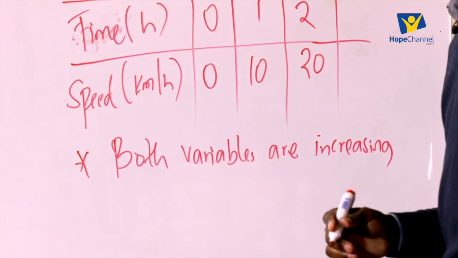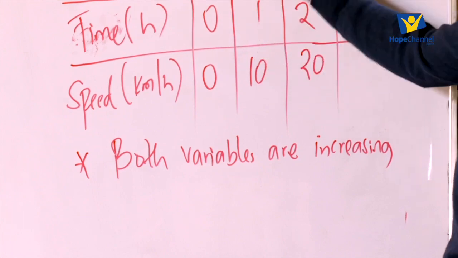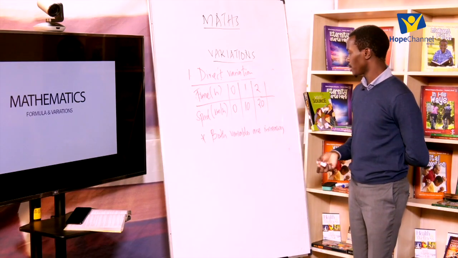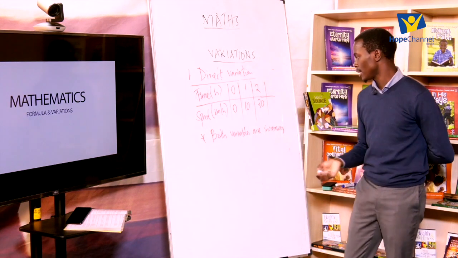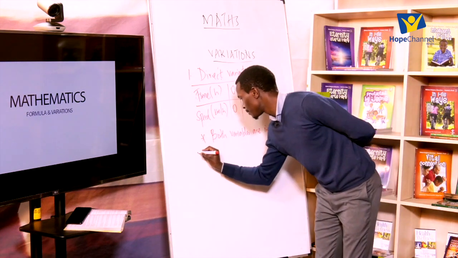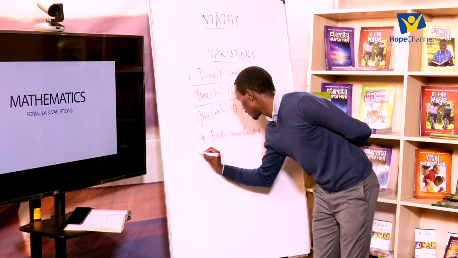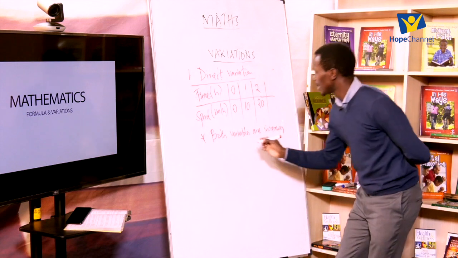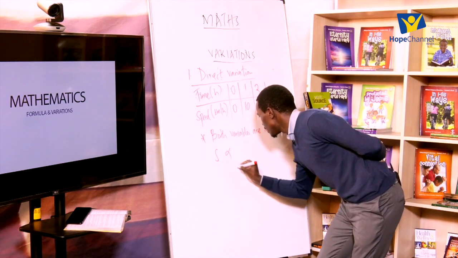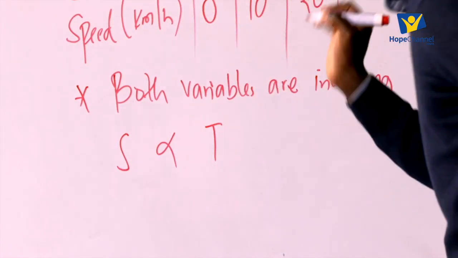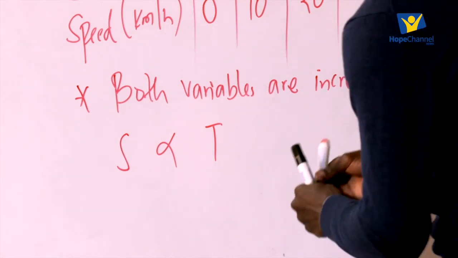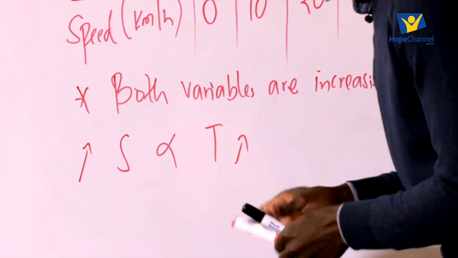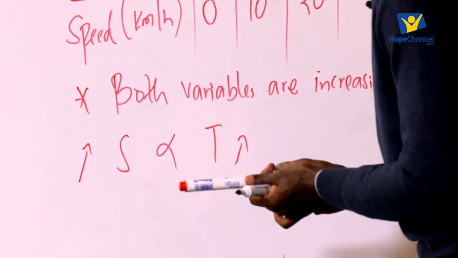Both variables are increasing. For example, speed is increasing as time also increases. Let's have an example. The formula for this one is speed is directly proportional to time. What we mean here is that as speed is increasing, time is increasing.